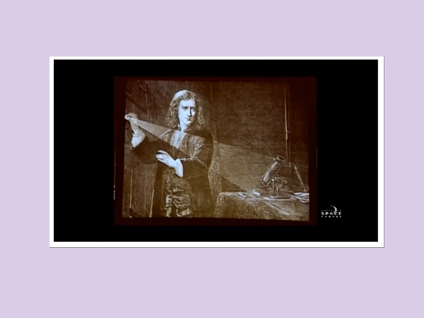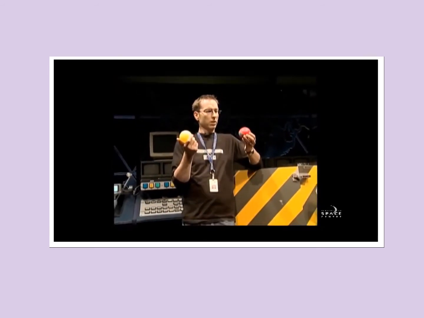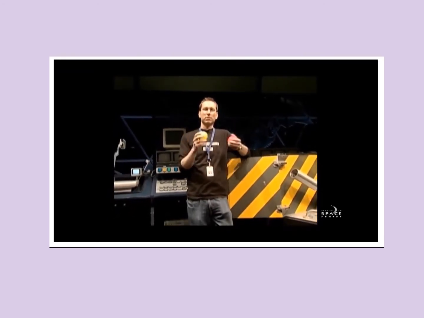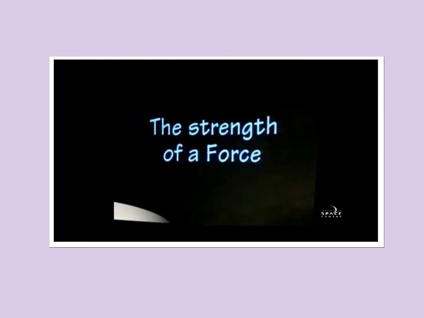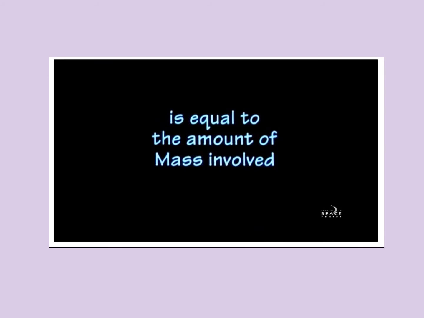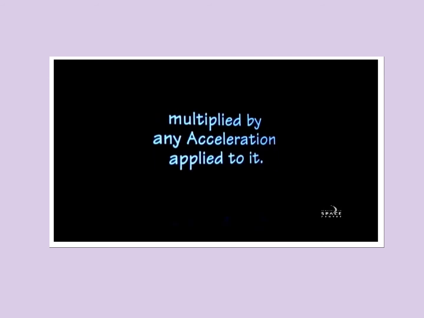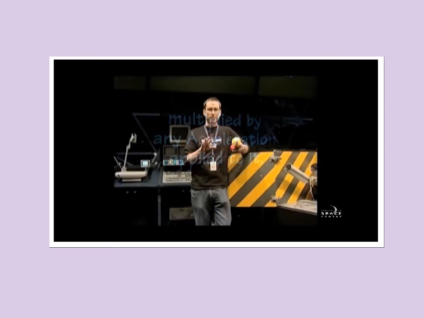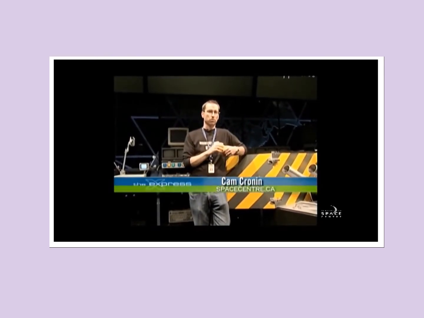Isaac Newton. He came up with 3 laws of motion. We've talked about some of these before in previous episodes, and we're going to talk about his second law of motion. Now, the second law of motion states that the strength of a force is equal to the amount of mass involved multiplied by any acceleration applied to it. That sounds a little complicated, but I have a simple demonstration to show you how this works.